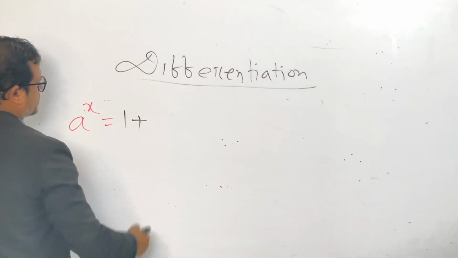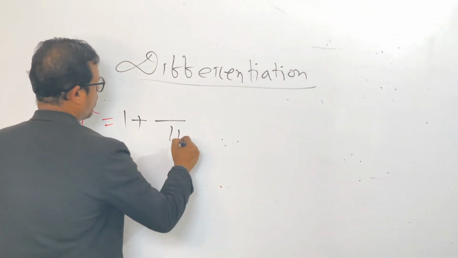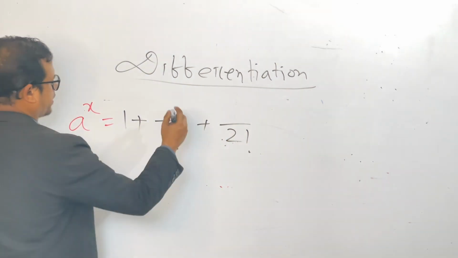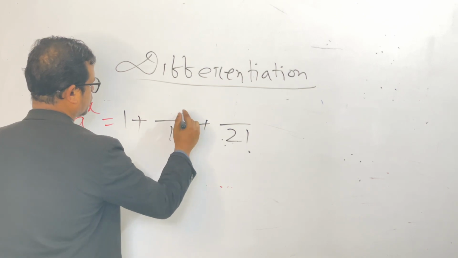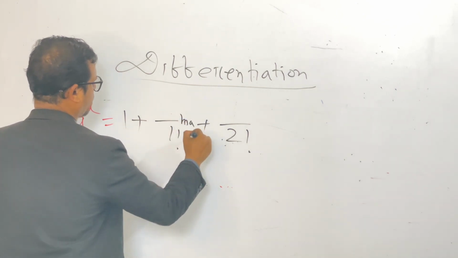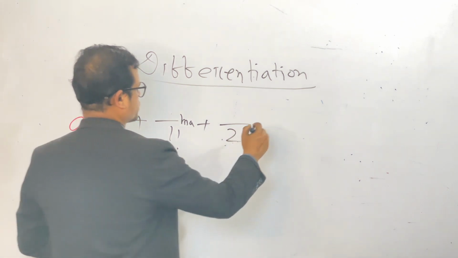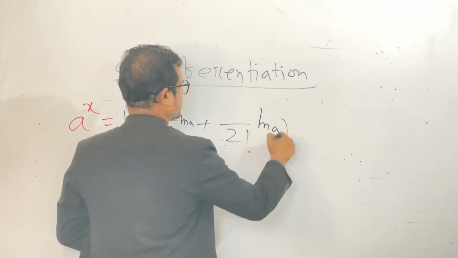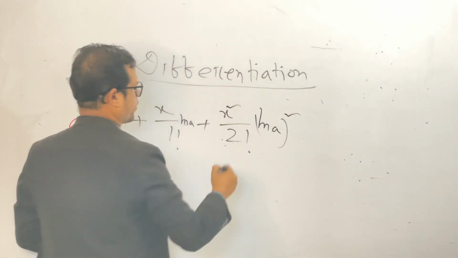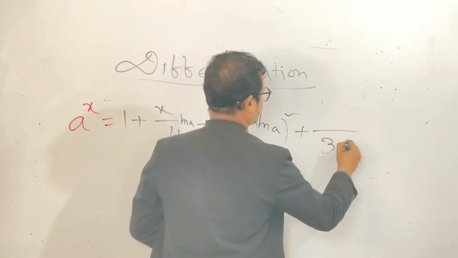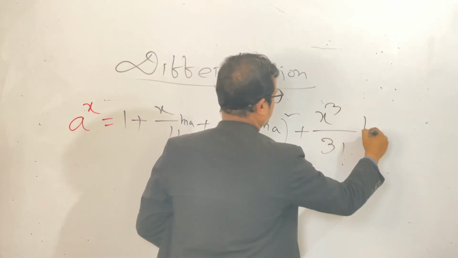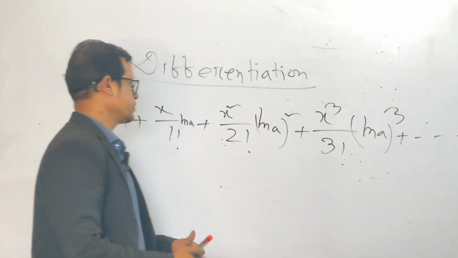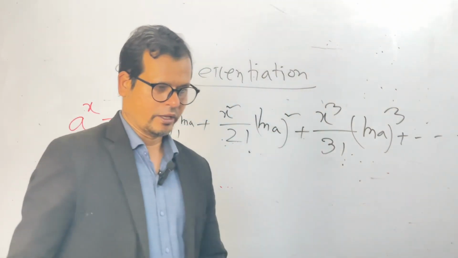1 plus x ln a over 1 factorial, plus x squared (ln a) squared over 2 factorial, plus x cubed (ln a) cubed over 3 factorial, and this way it goes forward. This series you have to remember for proving the formula.